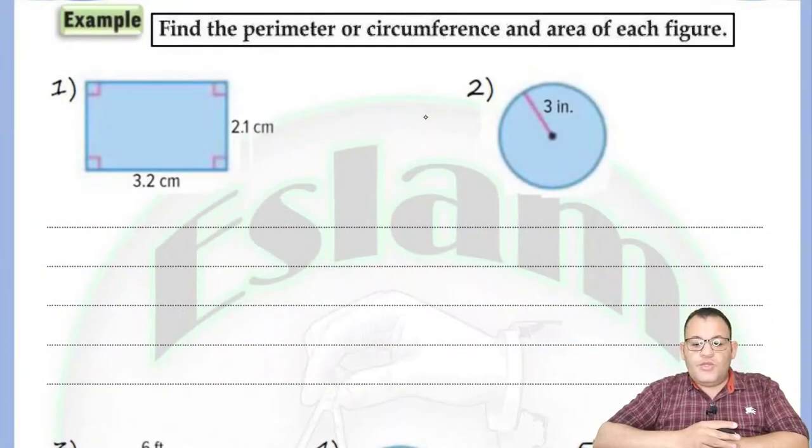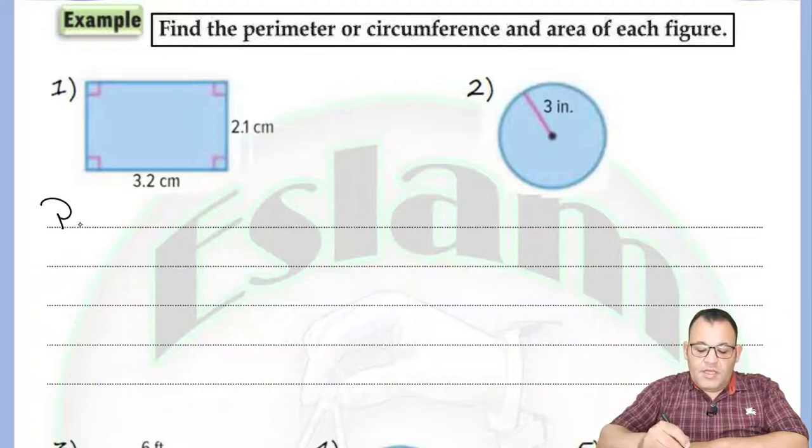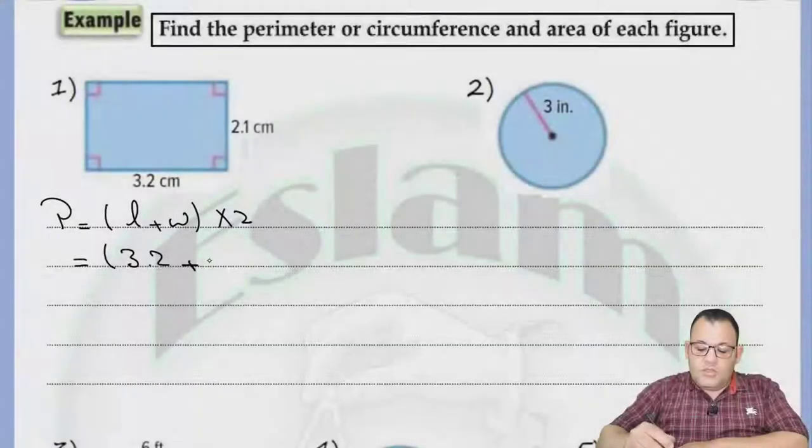In this part of the lesson, we need to find the perimeter and the area of each of the following. So for question number 1, we have a rectangle. What is the perimeter of the rectangle? The perimeter of the rectangle equals length plus width, all multiplied by 2. So it will equal 3.2 plus 2.1, all multiplied by 2.